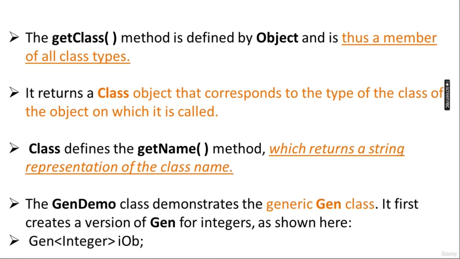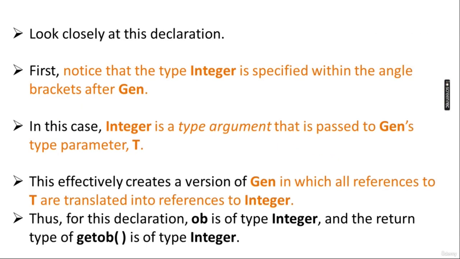The GenericsDemo class demonstrates the generic Gen class. It first creates a version of Gen for integers, like in Gen<Integer> iOb. So iOb is of type Integer. Then look closely. First notice that the type Integer is specified within angle brackets after Gen. It is compulsory. Integer is a type argument that is passed to Gen's type parameter T, and it creates a version of Gen in which all references to T are translated into references to Integer. So in short, T is nothing but Integer in this case.